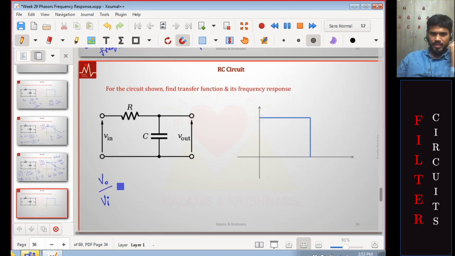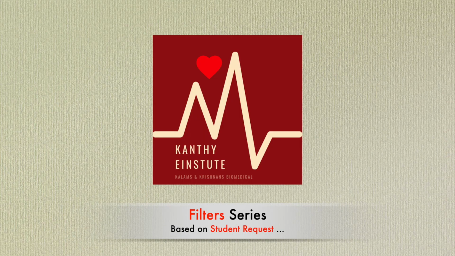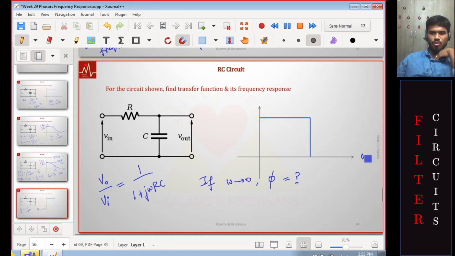Notice V naught by Vi, the complex number, is 1 by 1 plus j omega RC. Question is, what happens to phase? If omega tends to 0, what happens to phase? Now again, with respect to omega, we want to plot phi. Let's forget this nuisance over here. We want to know what happens with respect to phase. So if omega tends to 0, what is the phase here?